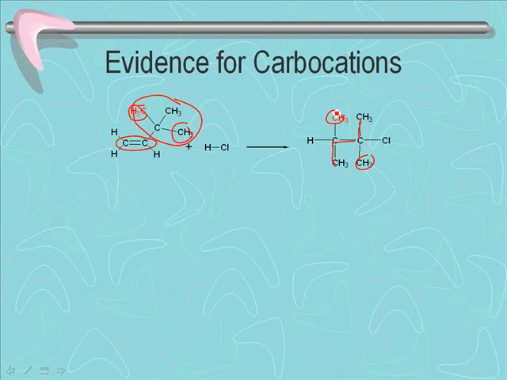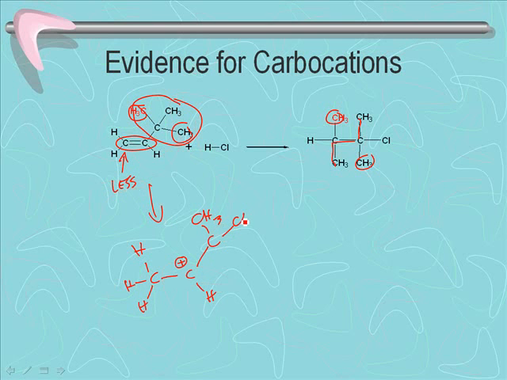So if we draw the reaction mechanism here, what we'll postulate will be that the hydrogen goes to the less substituted end of the carbon-carbon double bond, to give rise to the more stable carbocation intermediate.